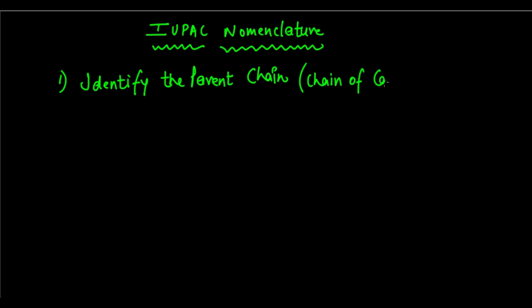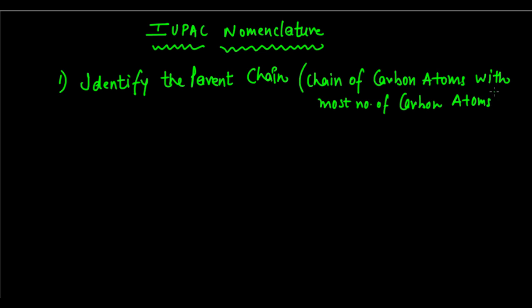That is, the chain of carbon atoms with the most number of carbon atoms. Okay, that's the first thing you need to do. You need to identify the parent chain, that is the chain of carbon atoms with the most number of carbon atoms. So let's take an example and go step by step. Try to understand it.